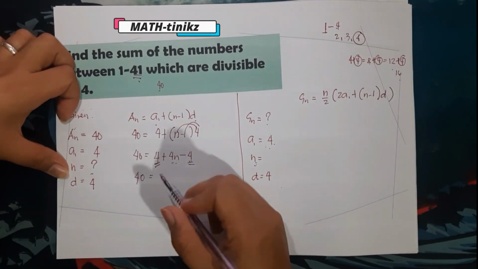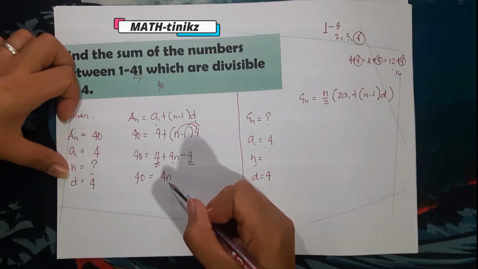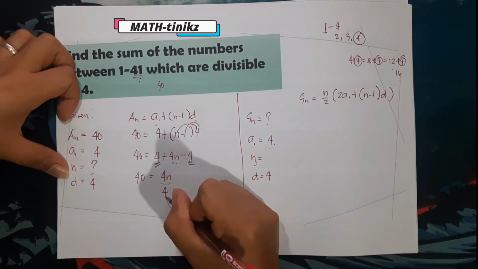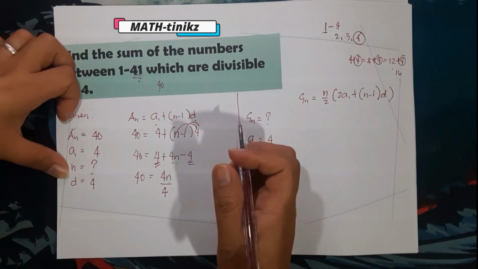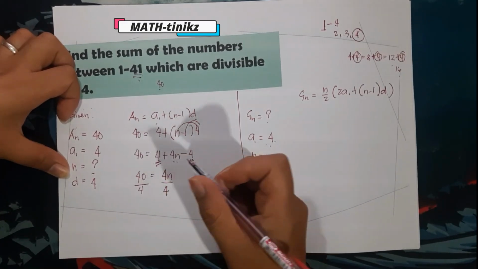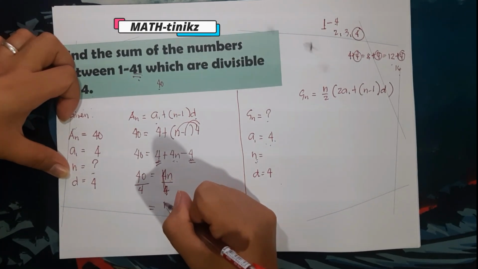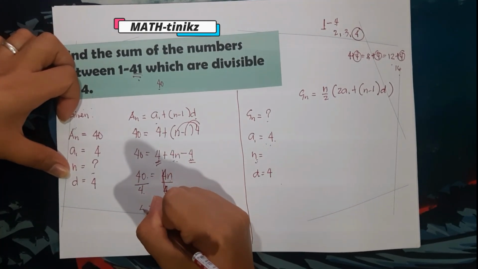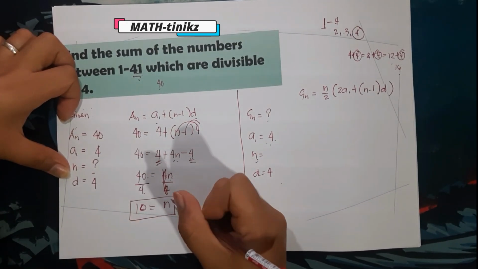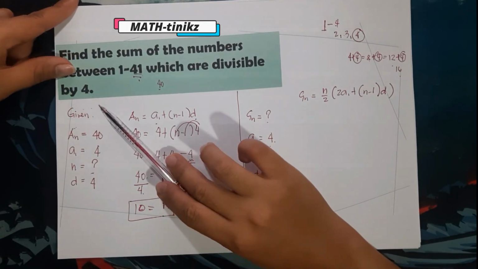And what's left here is only 4n. Now, to isolate n here, we need to divide by 4, because 4 divided by 4 is equal to 1, and they cancel, that is equal to n. Since we divide by 4 here, we need to divide by 4 on the other side to balance the equation. Cancel 4, that is equal to n. And 40 divided by 4 is equal to 10. So, there are 10 terms between 1 and 41 that are divisible by 4.